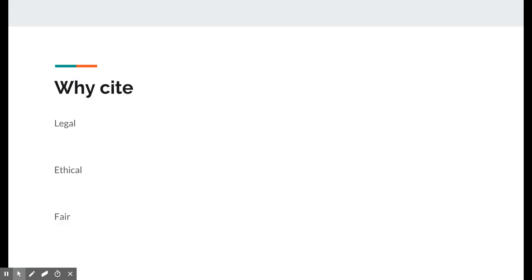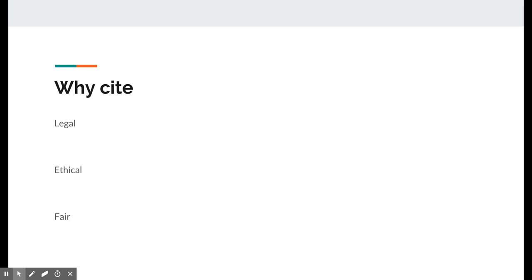So why we cite. It's legal, it's ethical, and it's fair. The law says that you have to cite. If you didn't write something and you use that information, you have to quote it. You have to cite it. That's just the law. And people have gotten into some serious legal issues with that. People have been fired over that. Students have gotten suspended over that. You have to cite your sources.